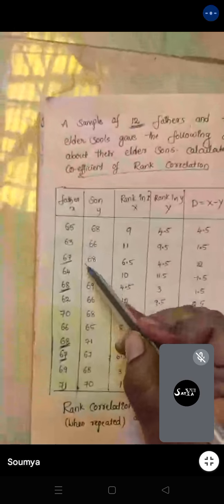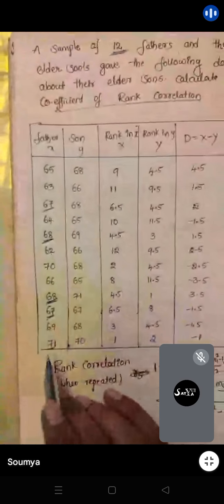Can anyone answer me? Only these two are repeating, or is there any? Only two. Only these two are right. So I'm taking these two, 61 and 68. First of all, look at here.